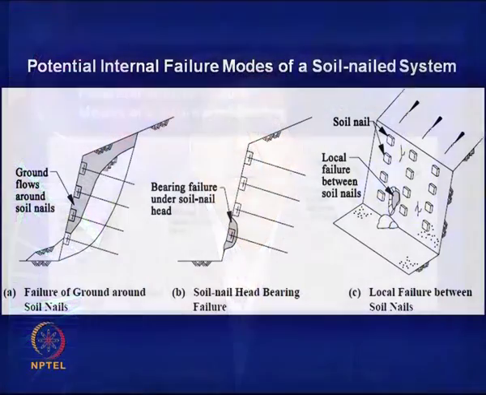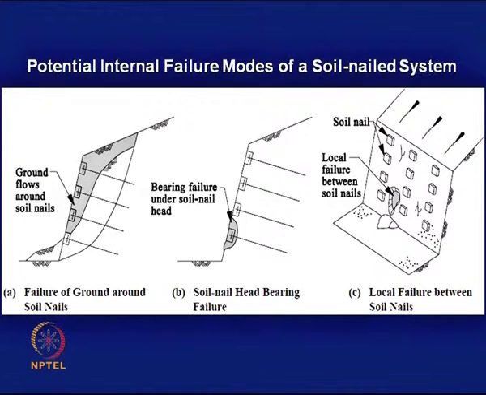Here, whatever we have discussed is all shown pictorially. These are the potential internal failure modes of a soil nail system. The failure of the ground around the soil nails is shown here, where the failure surface passes through the nails and the ground flows around them. Then there is soil nail head bearing failure, where this portion of the nail got punched or failed. A bearing failure under the soil nail head can also cause failure.